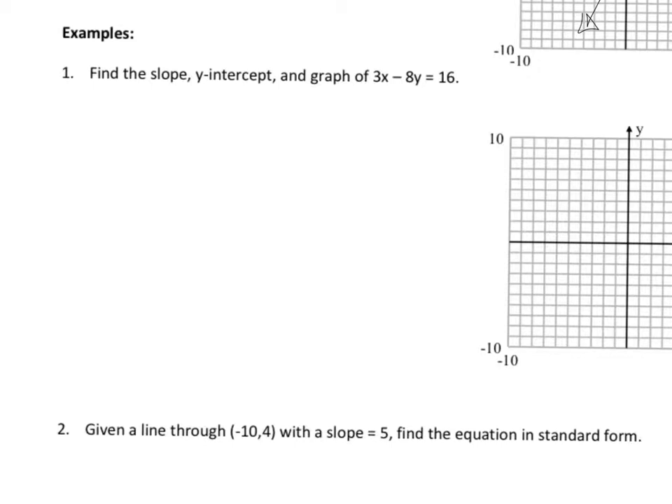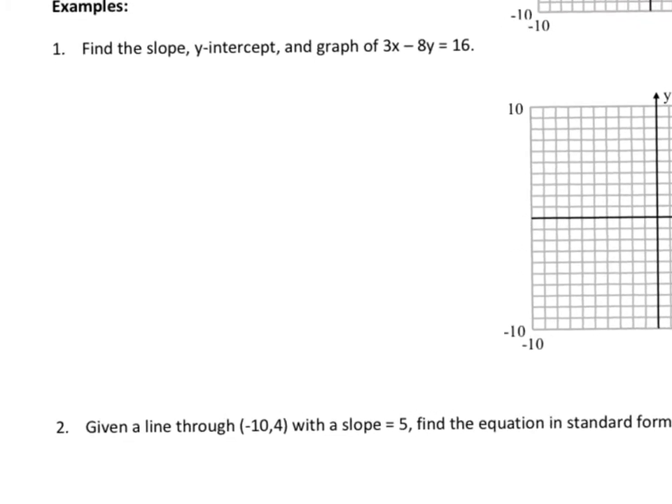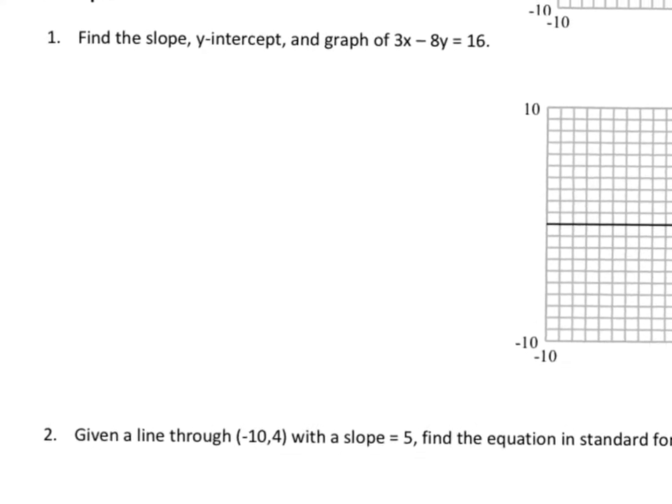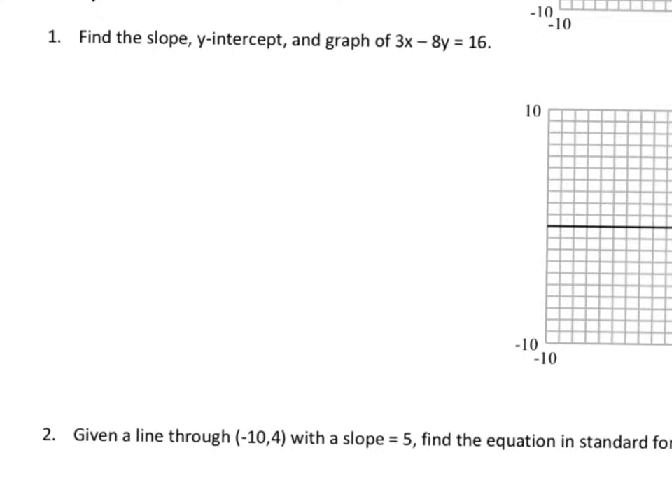Okay, so now after we have all this information, we're going to have to use it effectively. For number 1, it says find the slope, y-intercept, and graph of 3x minus 8y equals 16. Well, this is a linear equation, and it's in standard form, ax plus by equals c. Well, if we want to find the slope and the y-intercept and then graph it, it helps to be in y equals mx plus b form. So we are going to solve for y.